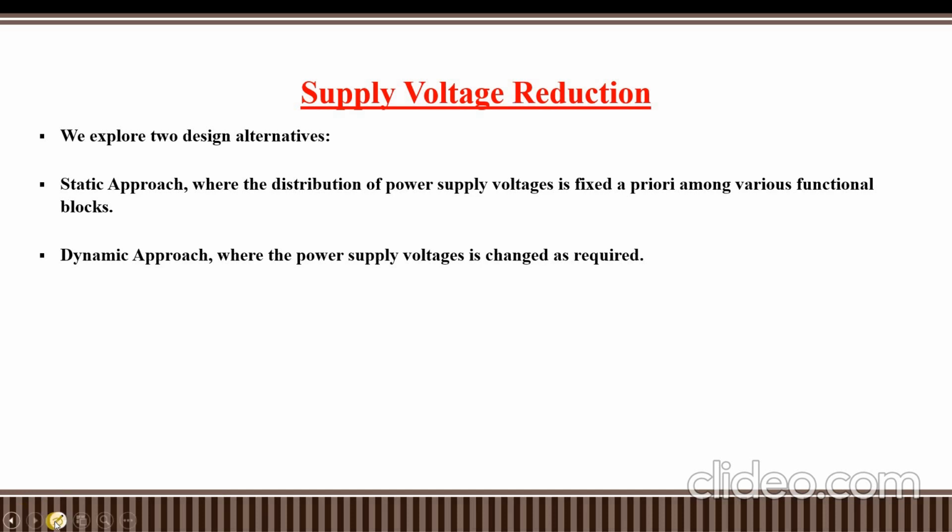And the next most important thing is supply voltage reduction. It is another technique to reduce the dynamic power dissipation. Why? Because dynamic power is directly proportional to the square of the supply voltage. That means reduction of supply voltage is the most significant phenomenon. In supply voltage reduction, generally we can follow two approaches: the static approach and the dynamic approach. In the static approach, the distribution of power supply voltages is fixed among various functional blocks. Whereas in the dynamic approach, the power supply voltage is changed as required.